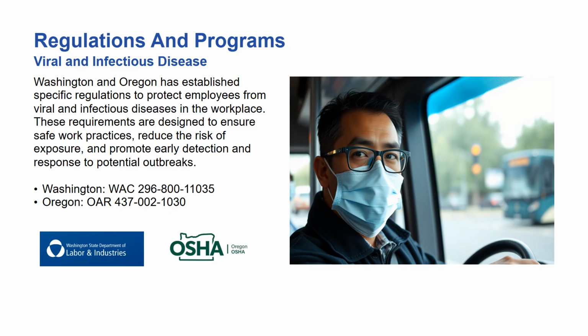Washington and Oregon have established specific regulations to protect workers from viral and infectious diseases in the workplace. These rules focus on promoting safe work practices, minimizing exposure risks, and ensuring early detection and response to outbreaks. Washington rules are found at WAC 296, Chapter 800, which requires a safe and healthy work environment.